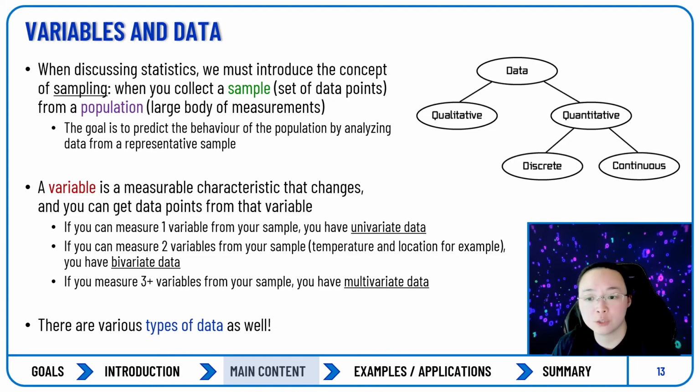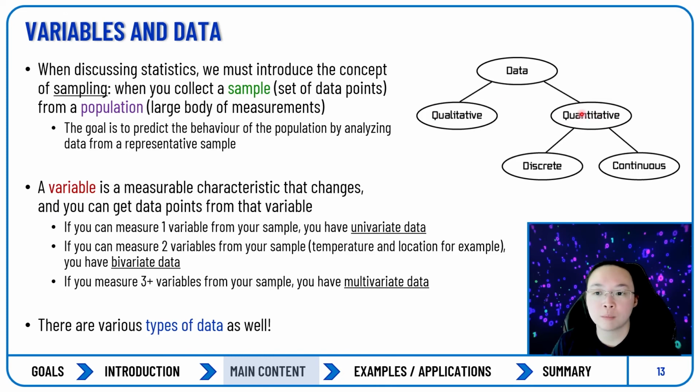But first of all, I do want to go through this graph. When we're collecting data, there's two types. There's going to be qualitative data that we can collect, which could be categorized into categories or groups. You can have quantitative data that you collect, which is numerical data.